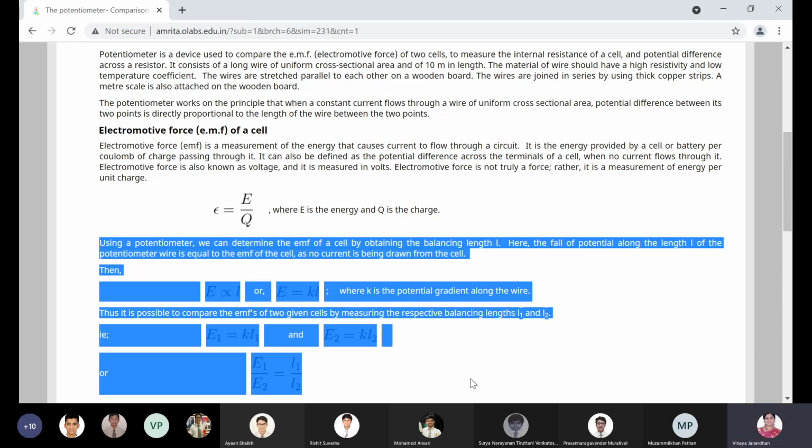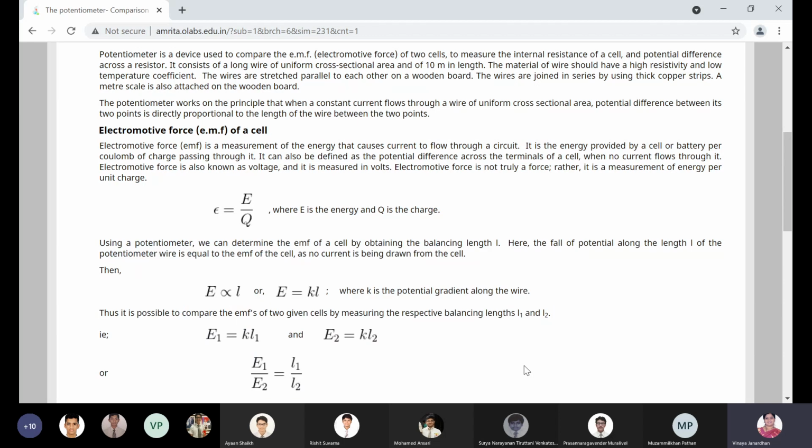Can you complete it, boys? E is proportional to L, or E is equal to K into L. So for the first cell of EMF E1, you are finding the balancing length L1. Then for the second cell E2, you are going to find the balancing length L2. So using that balancing length, you can compare the EMF of both the cells.